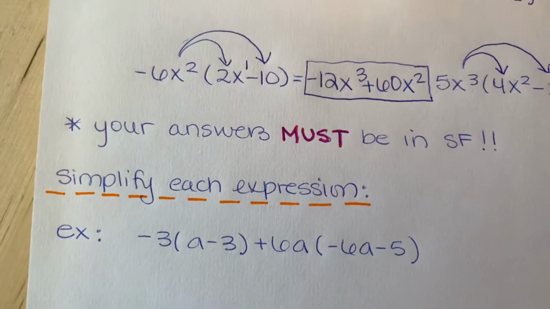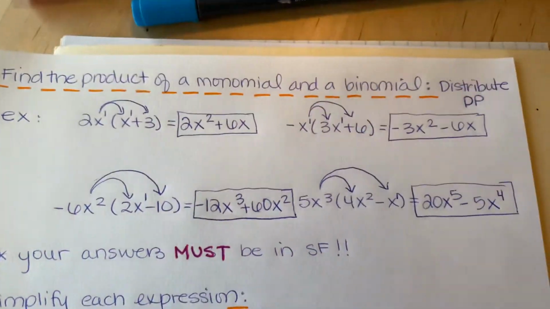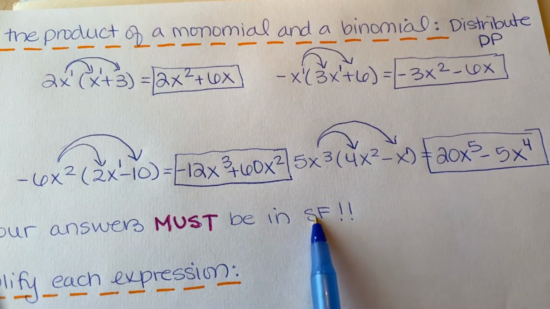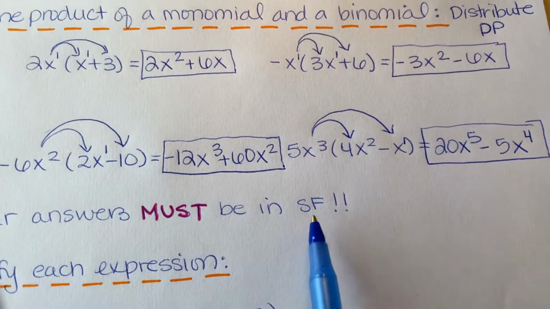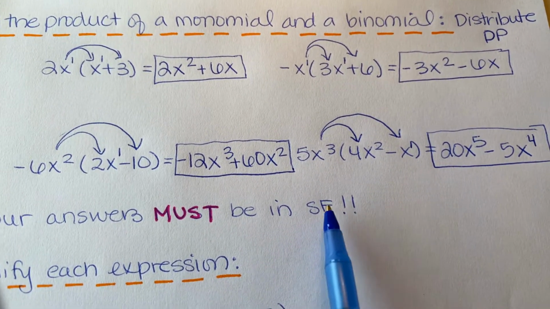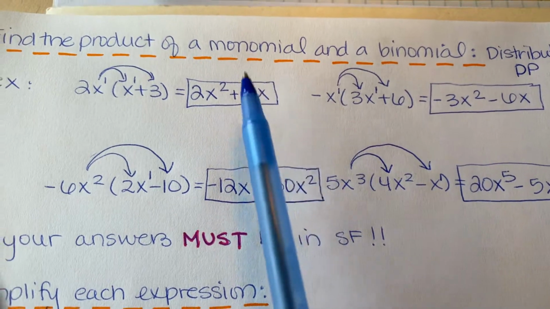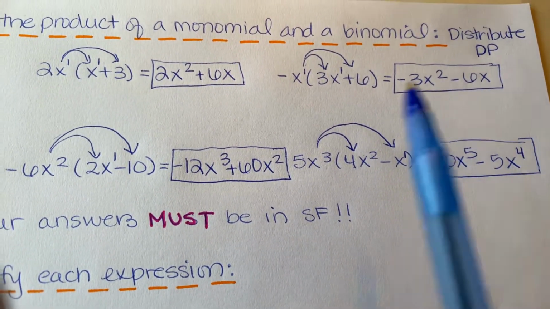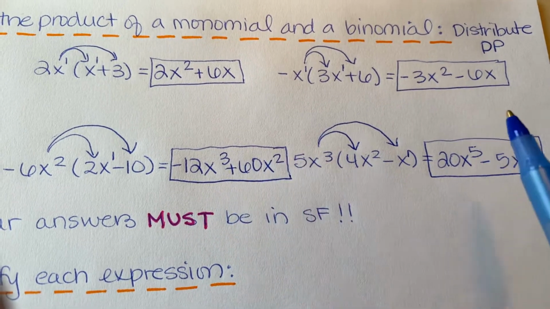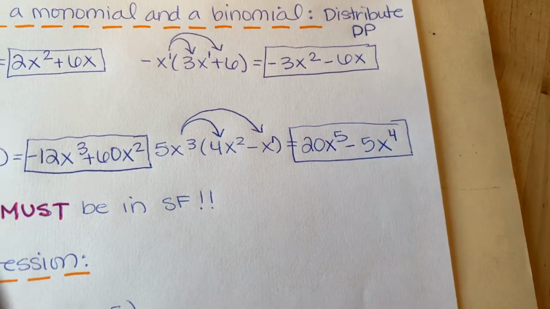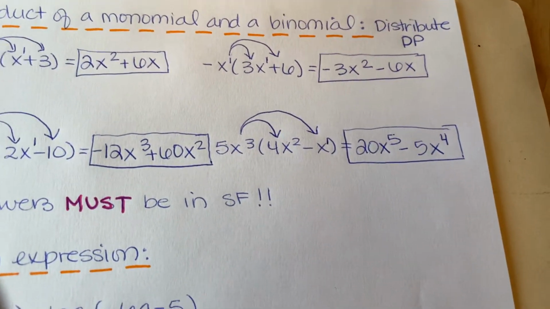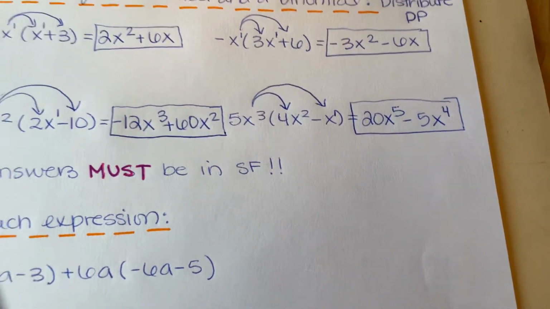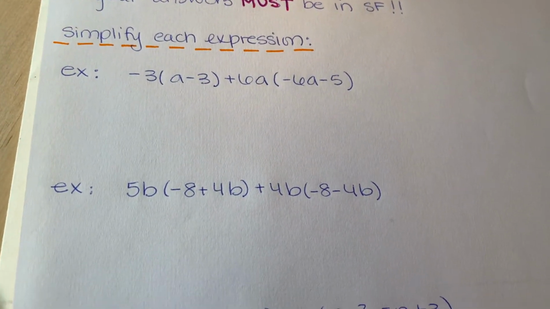Okay, remember, your answers must be in standard form. Now, standard form, SF, is in descending degree order, descending exponent order. So notice 2, 1, perfect. 2, 1, perfect. 3, 2, perfect. 5, 4, perfect. So this is acceptable.